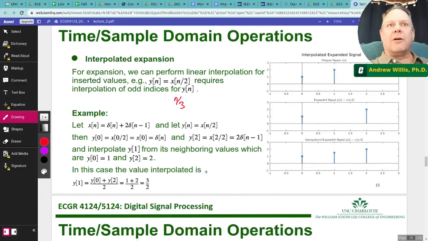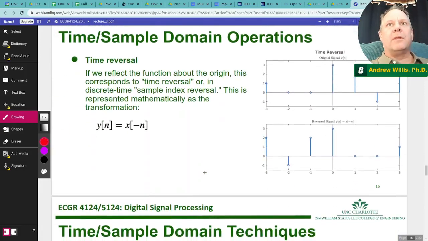So that's linear interpolation. We did time reversal, which is just reversing. Every point on the n-axis goes to the corresponding location on the opposite side of the origin. So this one goes here, and this one goes here, and the same for every other value. It's a mirror image with respect to the origin along the n-axis.